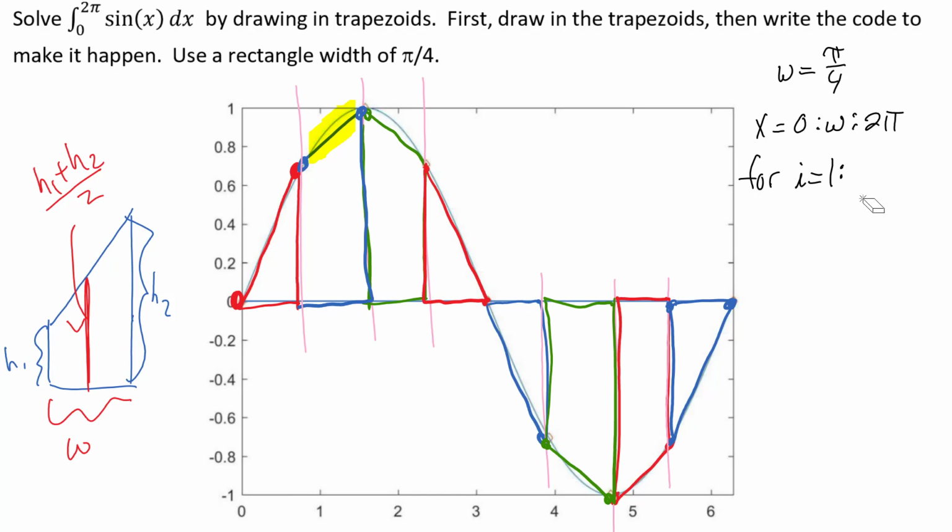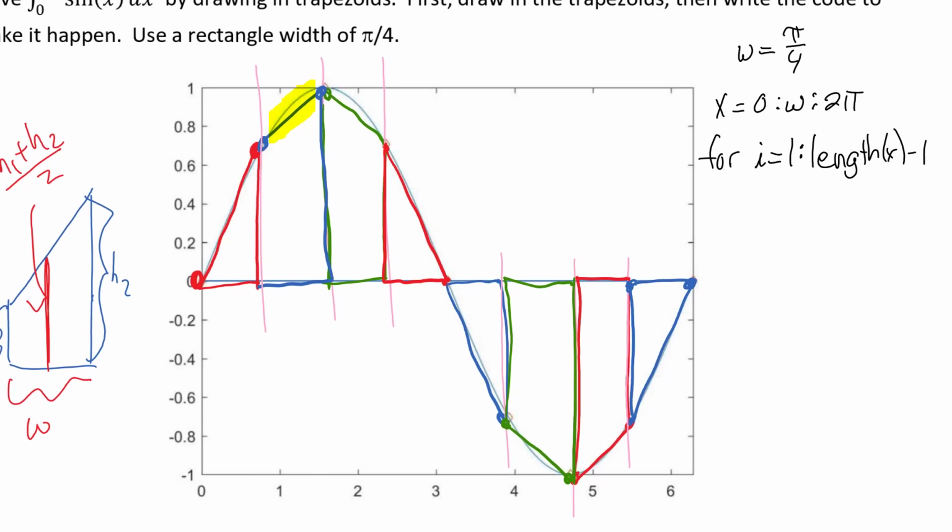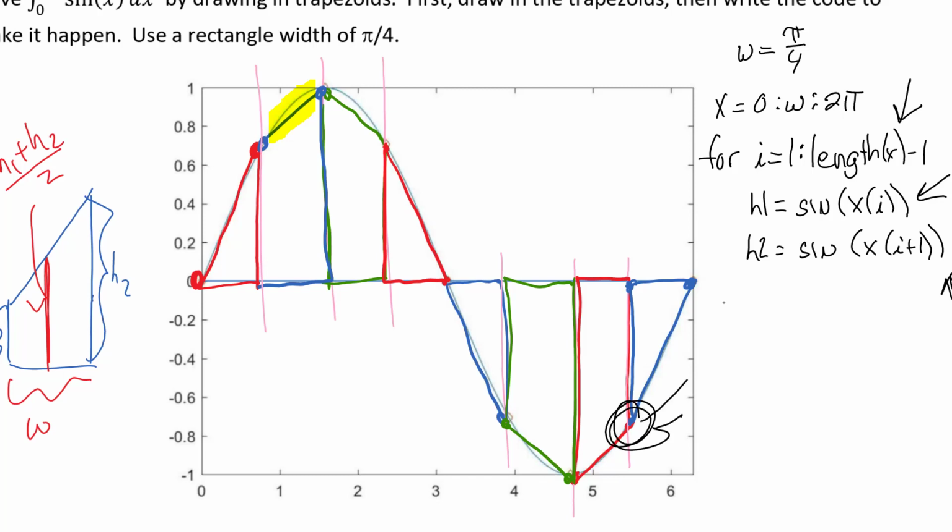I still only have 8 rectangles, so my for loop can still only go to 8. So I can't just ignore this, but basically I'm going to say my first height is going to be sine of x at the left side value, and then my second height is going to be sine of x at the i plus 1 value. So whenever i equals 7, this will be sine at position 7, and h2 will be sine at position 8.